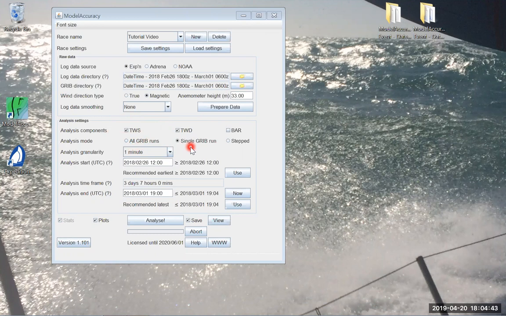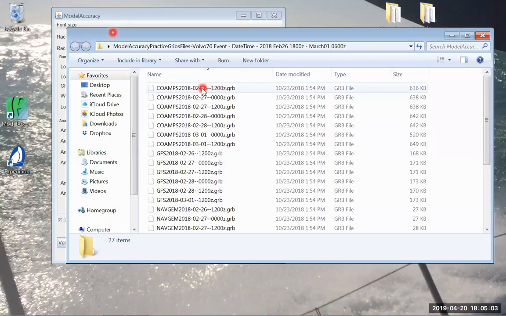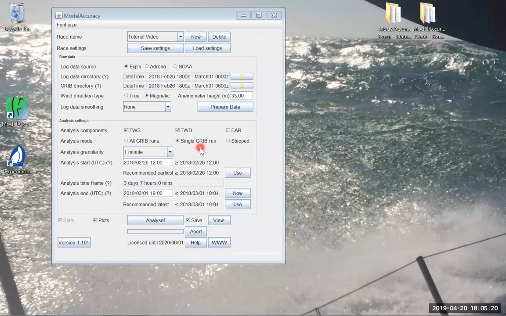By doing the single GRIB file run, model accuracy will select the closest GRIB file run to the analysis start time. Here we've told it that the analysis start time is 12Z on February 26th. And we know in our GRIB file folder that I have GRIBs that start at exactly 12Z on the 26th. Each one of those, GFS, NAVGEM, GEM, and COAMPS, has a GRIB that's going to look at that 12Z. It's not going to look at any of the other GRIBs after that 12Z. It's only going to look at the 12Z GRIB from February 26th, because that's the single GRIB run.